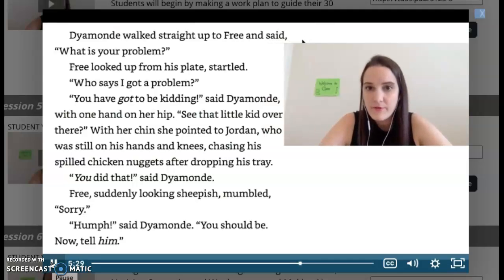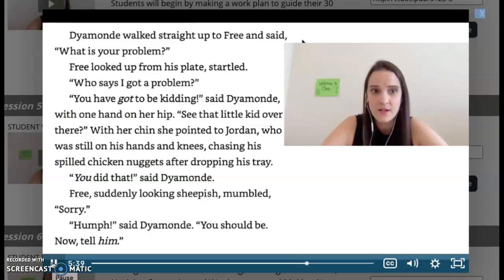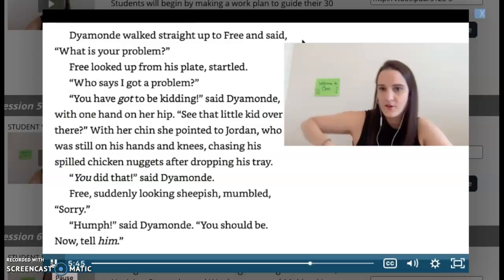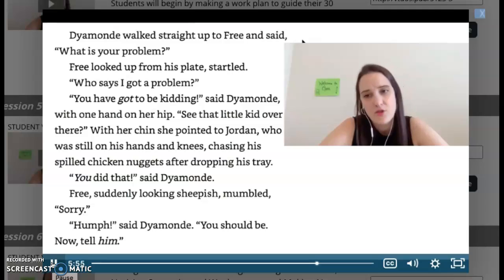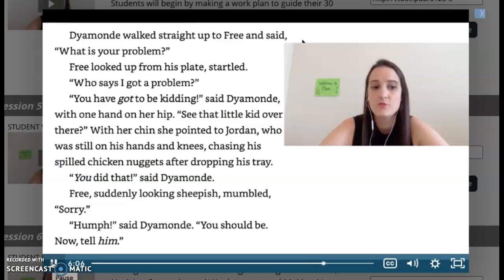Diamond walked straight up to Free and said, "What is your problem?" Free looked up from his plate, startled. "Who says I got a problem?" "You have got to be kidding me," said Diamond, with one hand on her hip. Are you picturing that? "So that little Jordan, see that little Jordan over there?" With her chin, she pointed to Jordan, who was still on his hands and knees, chasing the spilled chicken nuggets after dropping his tray. "You did that," said Diamond. Free, suddenly looking sheepish, mumbled, "Sorry." "Humph," said Diamond. "You should be. Now tell him."